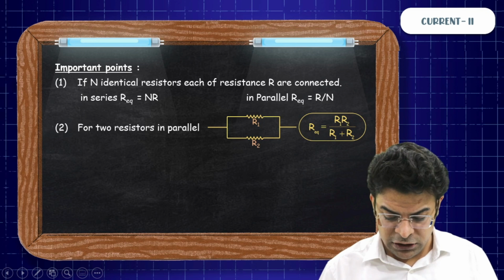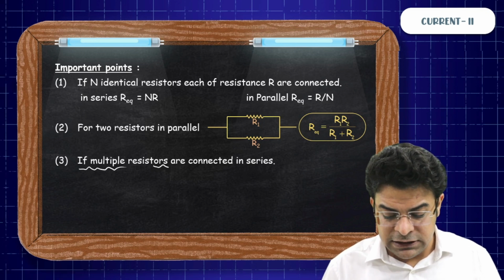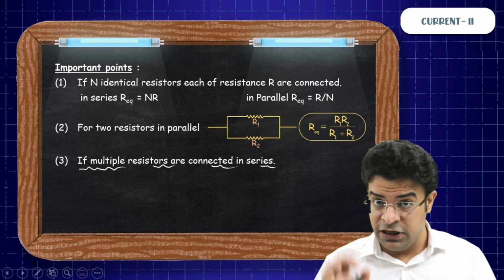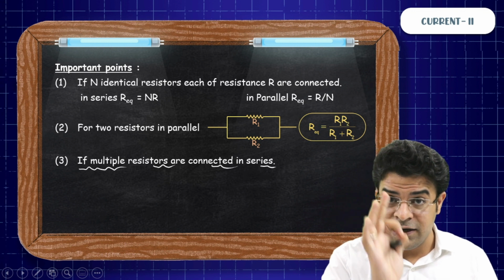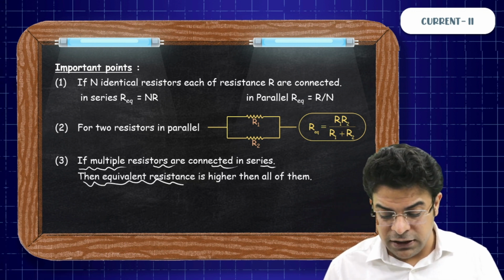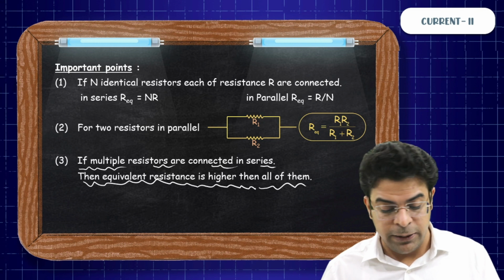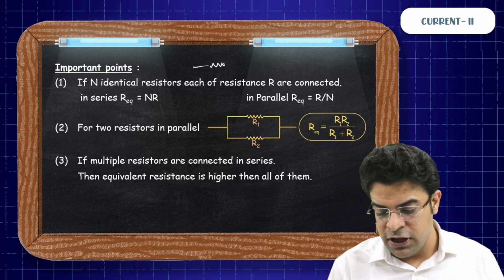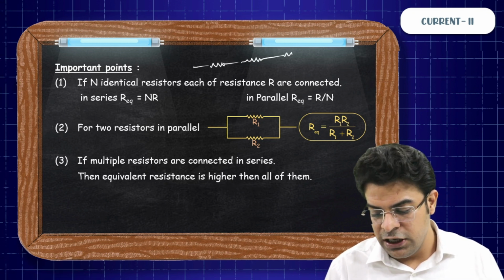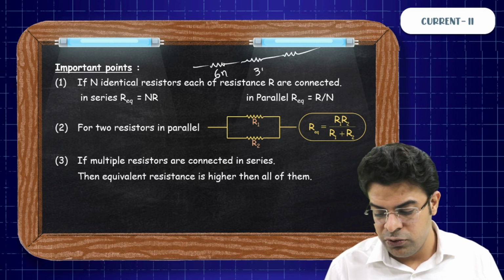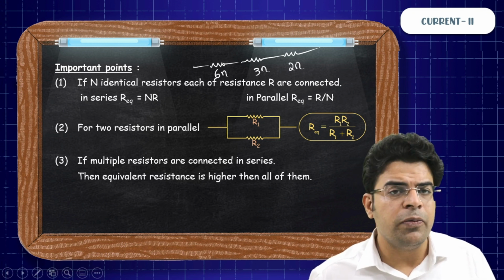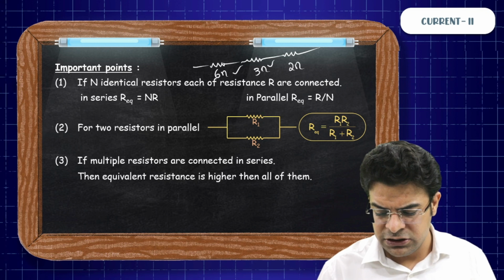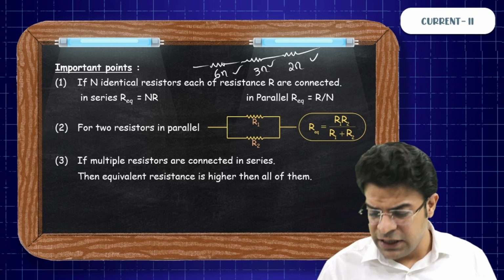Moving on to the third point. If multiple resistors are connected in series, then the equivalent resistance is higher than all of them. Let's say you have placed 3 resistances in series, 6 ohm, 3 ohm, 2 ohm. What will be the equivalent resistance? So 6 plus 3 plus 2, simply add them up. So that will be 11 ohm.